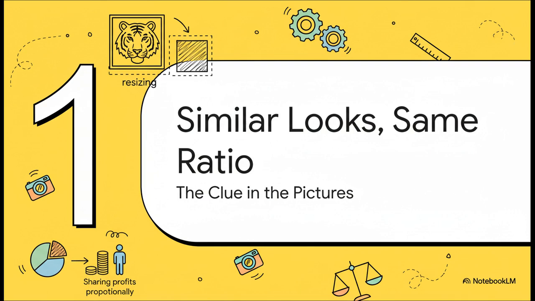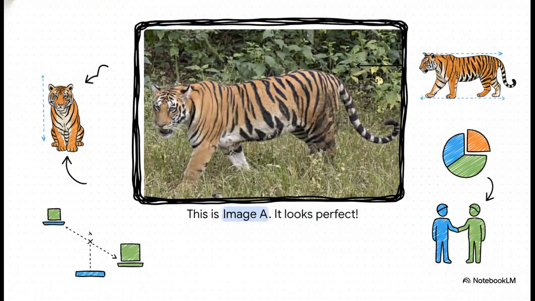To figure this out, we're going to become detectives and look for clues in these tiger pictures, which I'm sure you'll recognize right from your textbook. So, first up is image A. Let's call this our perfect original picture. Everything looks right, everything is balanced. This is our gold standard, okay?